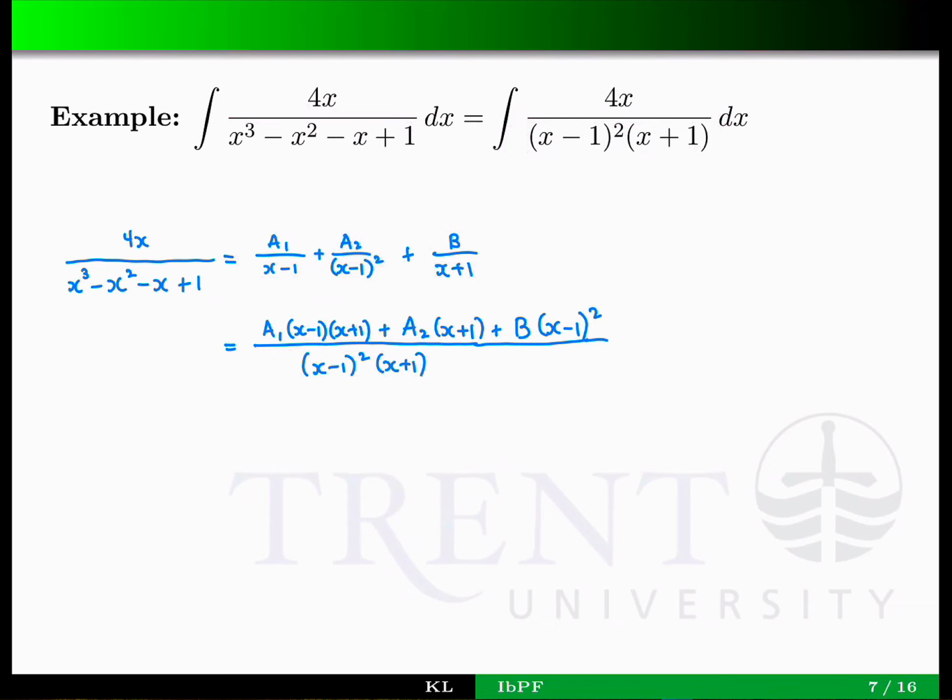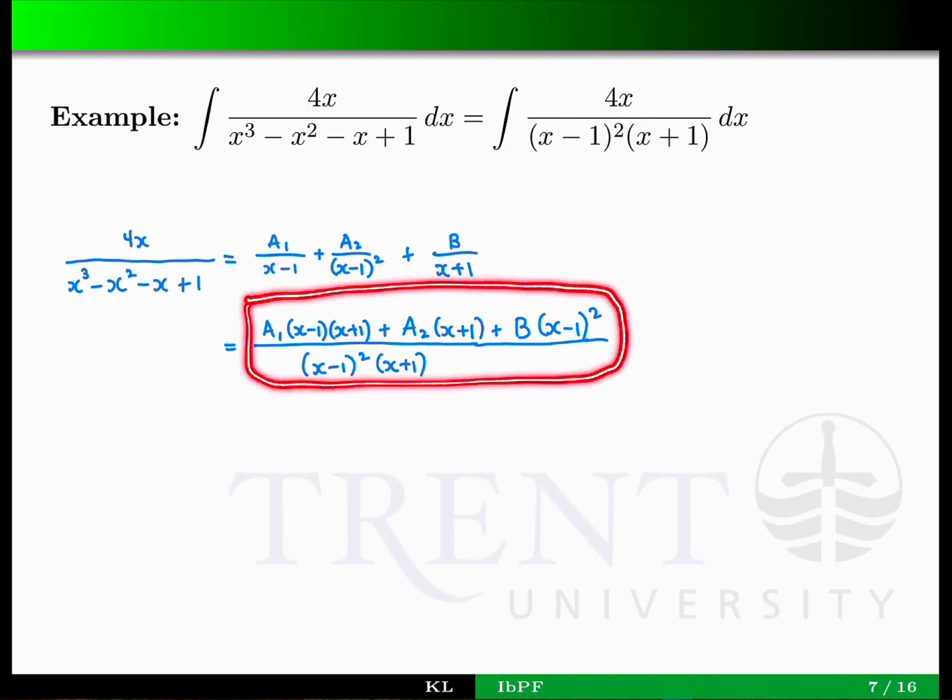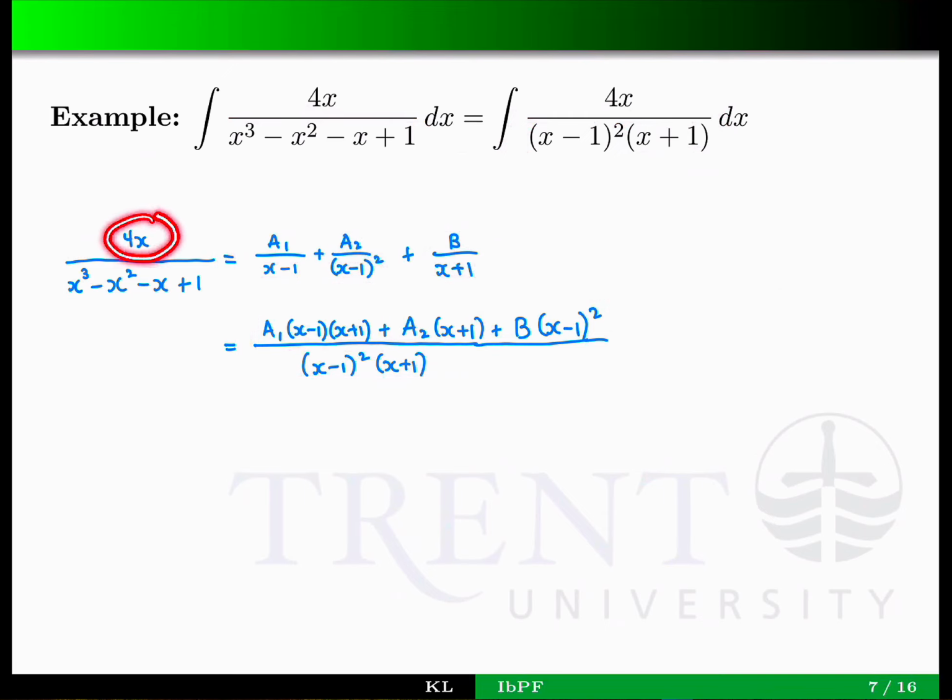Now, just like before, this expression here must be equal to this original rational expression, or that the numerator must be equal to this numerator here. So we write that 4x equals a1 times x minus 1, x plus 1, plus a2 times x plus 1, plus b times x minus 1 squared.